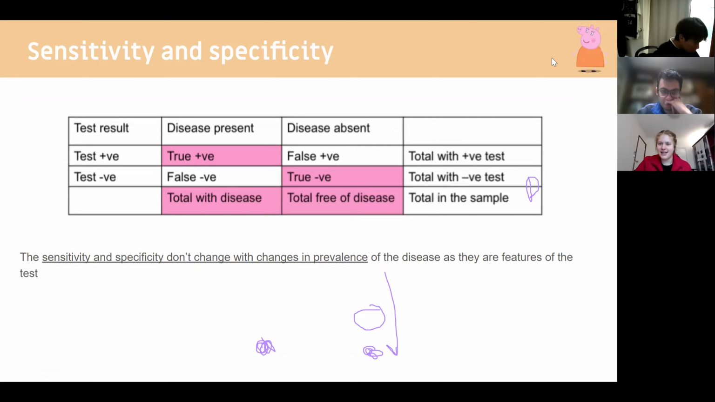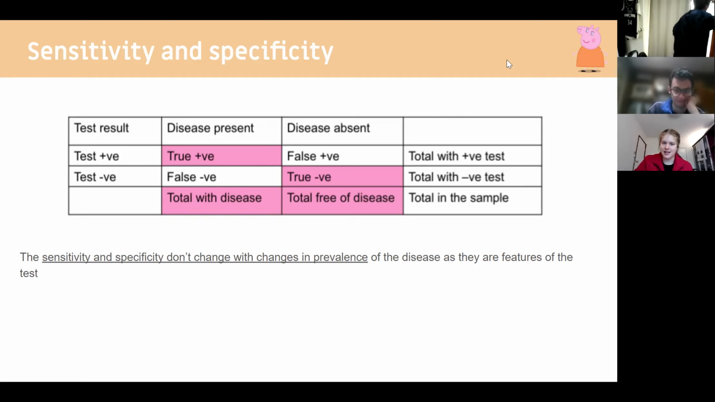Okay, the super important thing that you might also be asked, apart from calculating these, is what changes and what doesn't change with prevalence. So sensitivity and specificity do not change with prevalence because they're features of the test. They're testing how well the test examines if you actually have the disease or if you actually don't have the disease. So if you have more people or less people taking the test, it doesn't matter because the percentage of accuracy is the same.